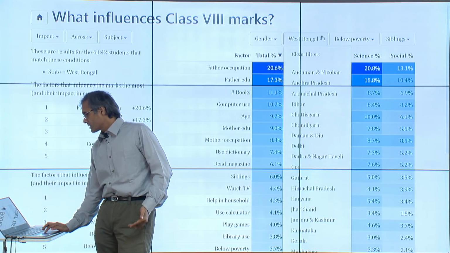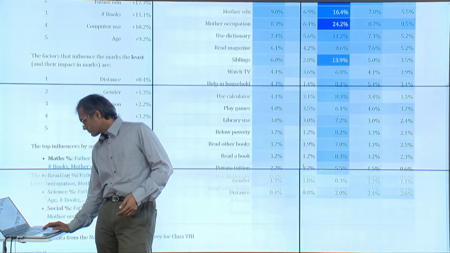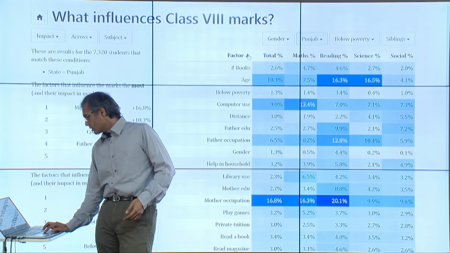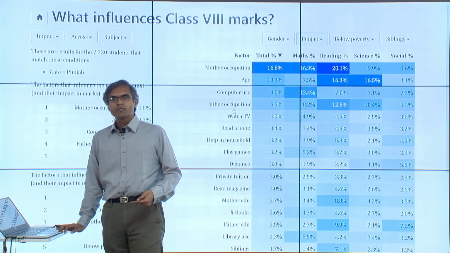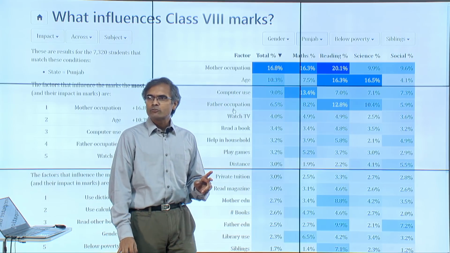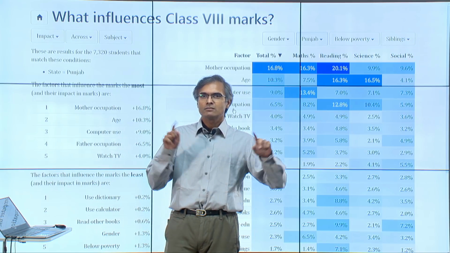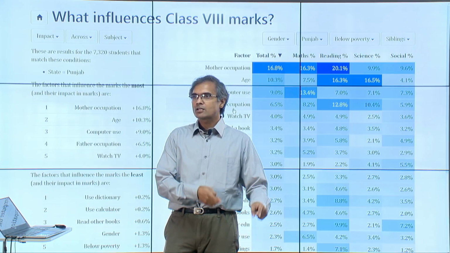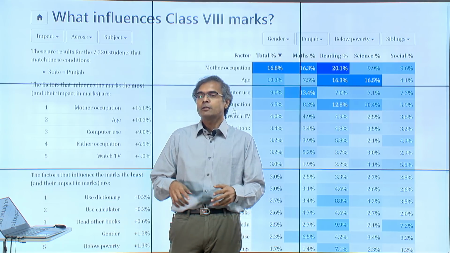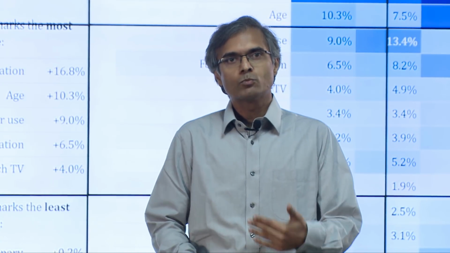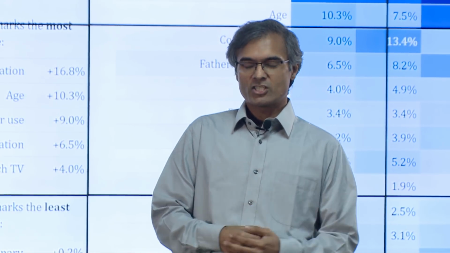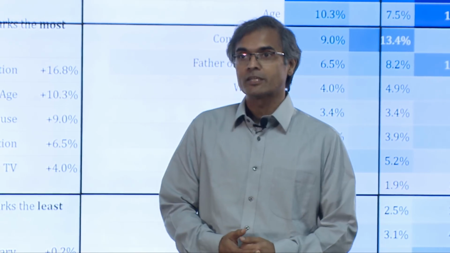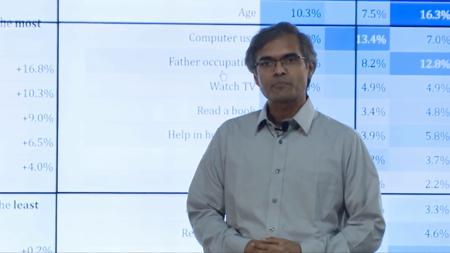What about a patriarchal state like, let's say, Punjab? Here, it turns out that the mother's occupation is more important than the father's, which on the one hand may seem counterintuitive, but on the other hand, you could argue that the primary homemaker is the one who has the larger influence on the child's marks. And in a patriarchal society, it is the mother that is more likely to be teaching the child. Which is not to say that in West Bengal, it's the fathers that are teaching the child, but I suspect there's more of that happening in West Bengal than in Punjab.